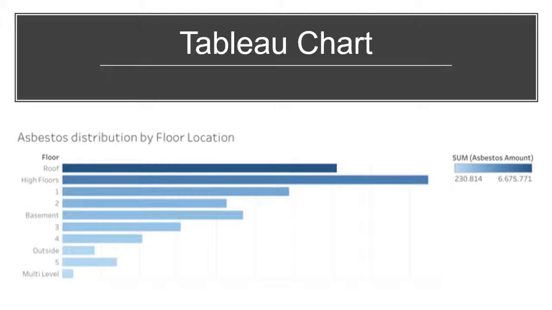So this chart actually shows the asbestos distribution by floor location. So all the floors that we have here, roof, high floors, first, second floor, basement, these are pretty much the buckets that we had to create, the ones that we mentioned before. So the multi-level would include works that were done that include second, third, fourth floor, etc. Everything outside would include things on the sidewalk or things on the street, just things that we had to put into a bucket. So here we can see that the roof was the main contributor of all asbestos treatments in New York City over the past 2 years.